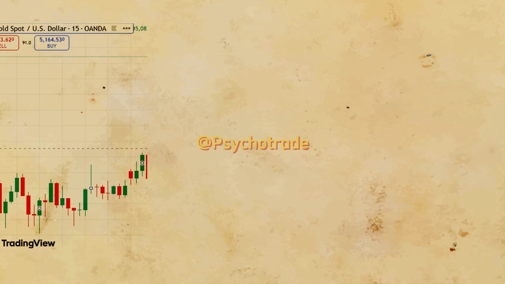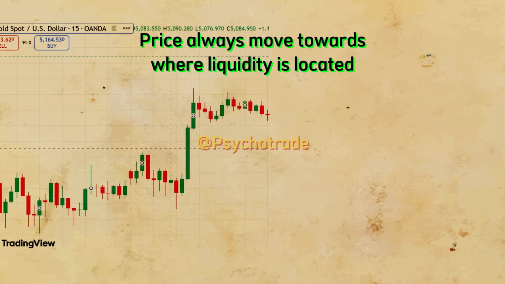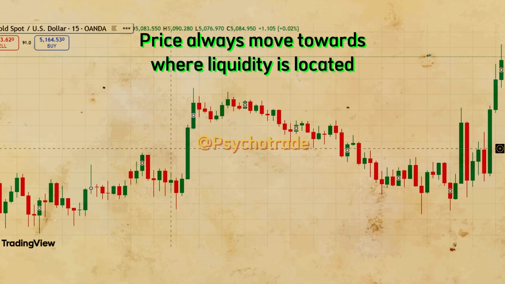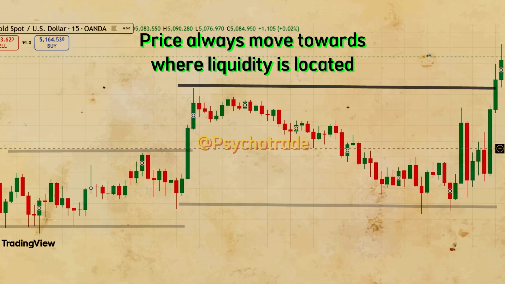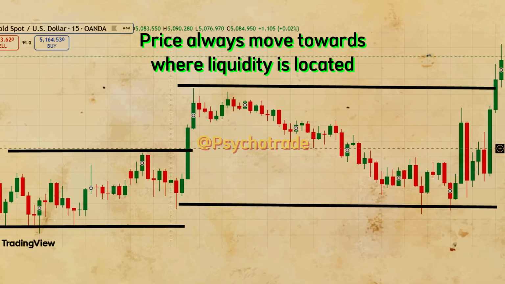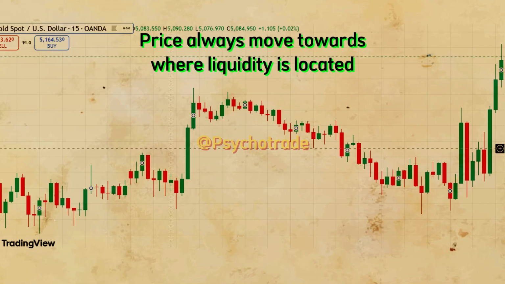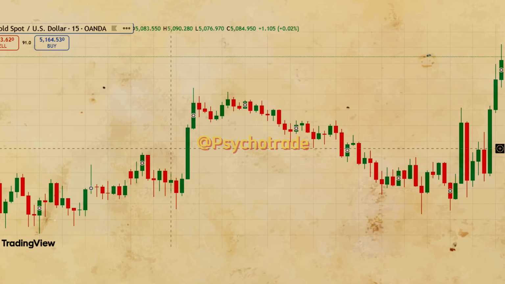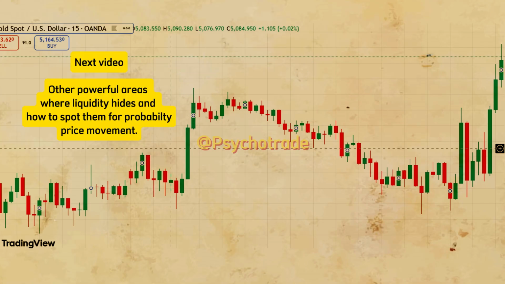Finally, remember this important principle. Price always moves toward where liquidity is located. Many traders believe liquidity only exists at equal highs and equal lows. But smart money knows that liquidity is located in many other important areas of the chart. In my next video, I will reveal other powerful areas where liquidity hides and how understanding them can help you determine where price is most likely to move next.